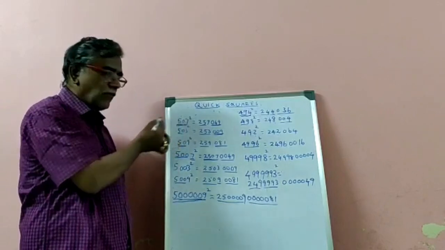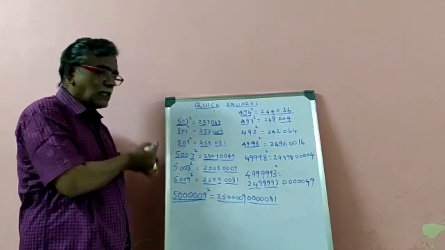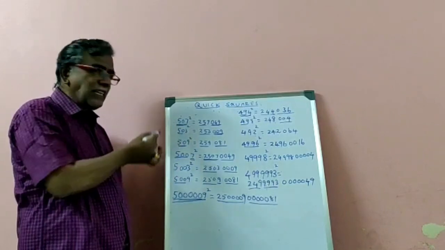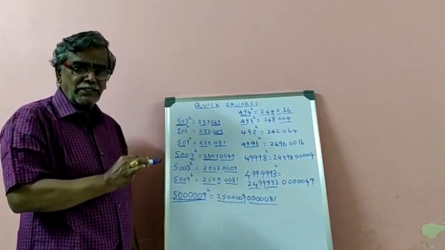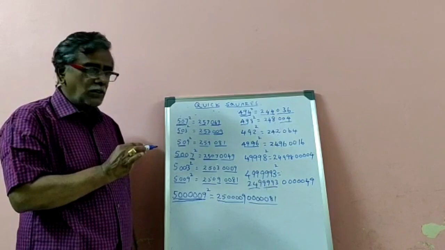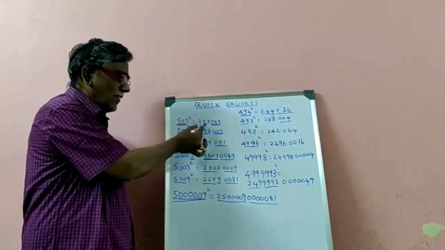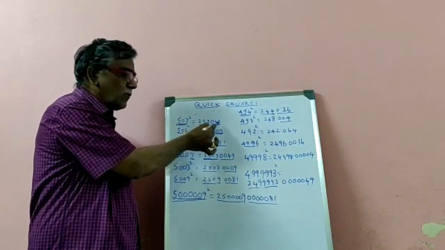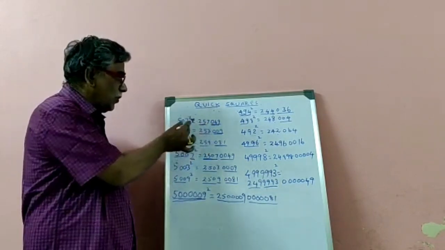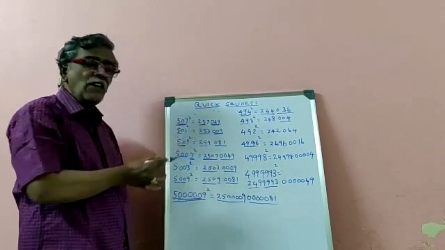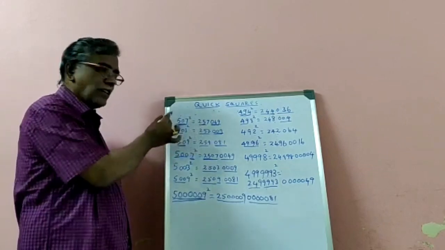And how can you find the first part? You take this 50 and make half of it. Half of it is 25. 25 and put 7. 25, 7 is the first part and 049 is the second part. So 2,57,049 is the square of 507.